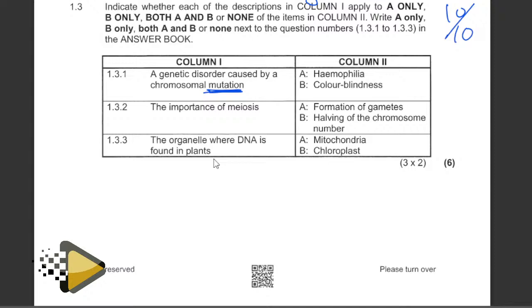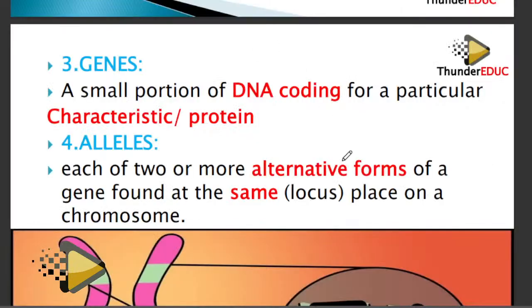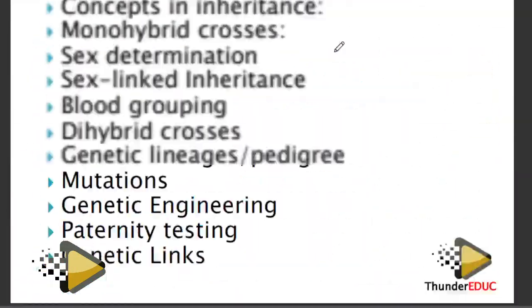Genetic disorder characterized by chromosome mutation. I don't know how many people got this right. Let me just say it, because I have to tell you the most correct answer here. The answer is none. I'm sorry if you wrote something or both. Why none? Because these are gene mutations, not chromosomal mutations. When you talk about chromosomal mutation, we're talking about the whole chromosome changing.